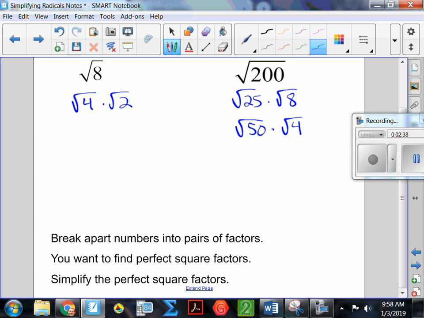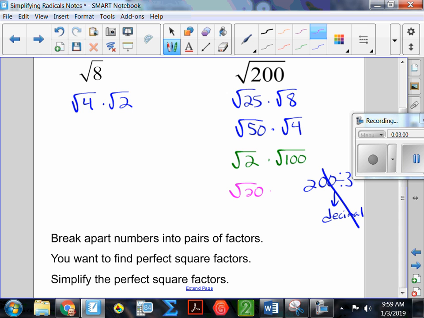So 200 divided by 3 gives you a decimal, and so we wouldn't use 3 as one of my factors. And then let's see, another one that would be nice would be maybe just 2 and 100. And then one more, 20 and 10. Notice I have the square roots with all those. So break apart numbers into pairs of factors. Those are all different factors of 200.